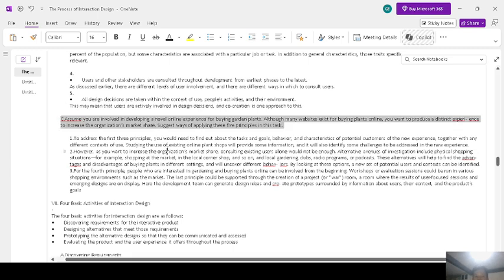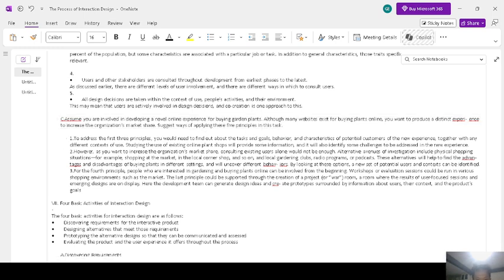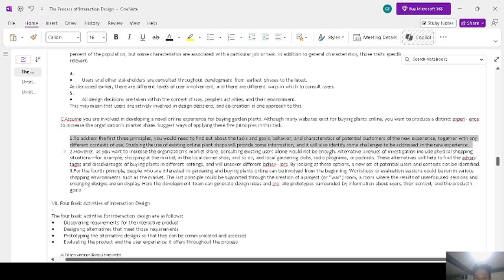Assume you are involved in developing a novel online experience for buying garden plants. Although many websites exist for buying plants online, you want to produce a distinct experience to increase the organization's market share. Suggest ways of applying these five principles in this task. So here's a way for us to apply this. To address these first three principles, we would need to find out about the types of consumers, behavior and characteristics of potential consumers of new experiences, together with any different contexts.